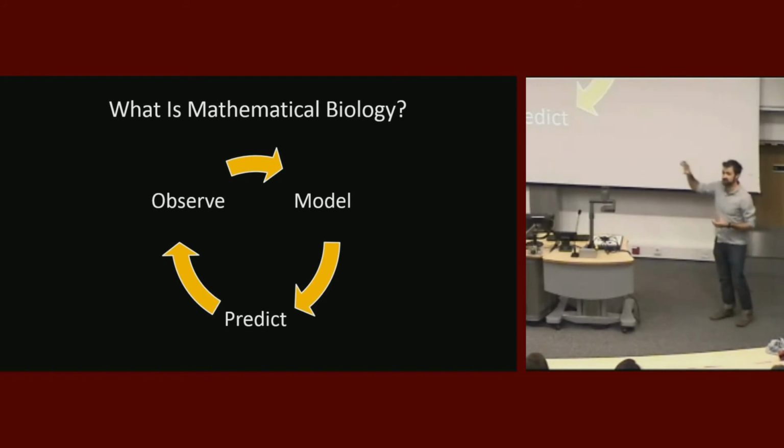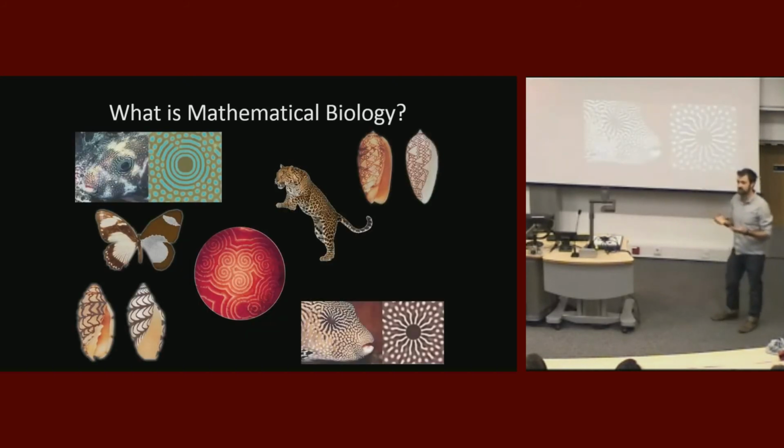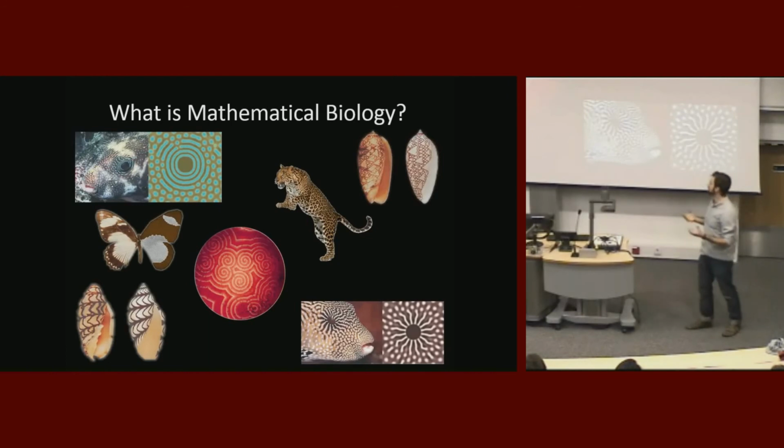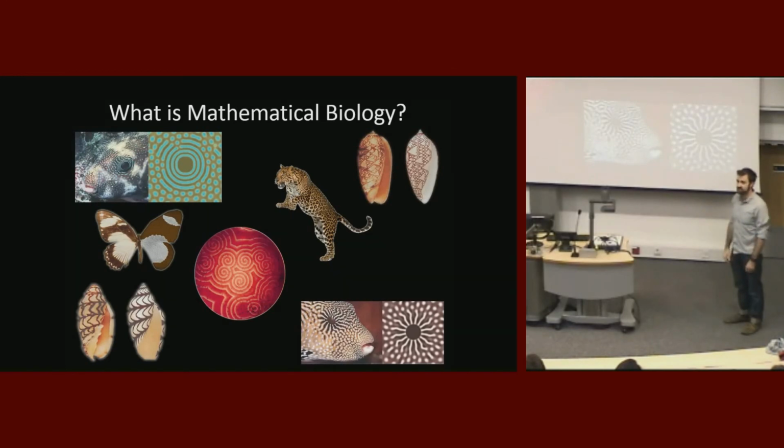Sometimes the observations are wrong, as in this case, but sometimes the model is wrong. We have to go back and tweak it and make predictions and then check them against the observations. So this framework is a way of actually saying something quantitative about biology, and for me that is what mathematical biology is all about, using this framework to try and describe the amazing patterns that we see in nature.